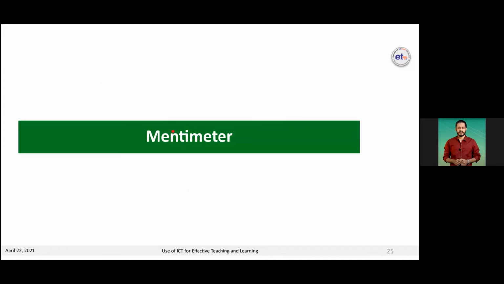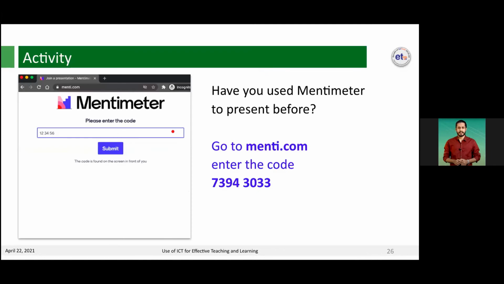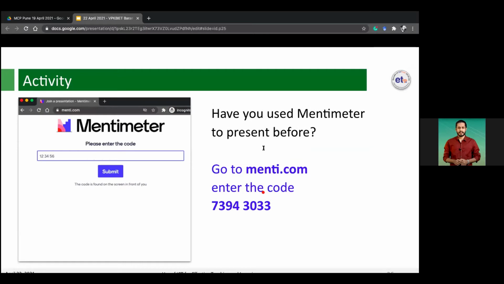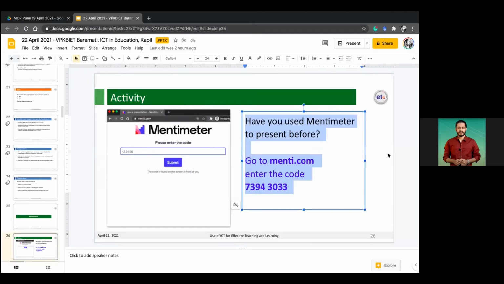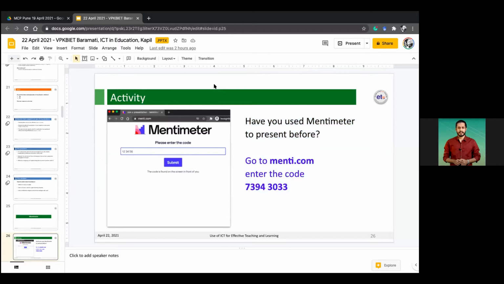Before I say something about Mentimeter, I have a question for you. Have you used Mentimeter before to present? You can go to menti.com and enter the code 739430033. I'll copy and paste this code in the chat box so that you have easy access. I have shared it in the chat box. You can take a minute. You will understand why this simple activity is required.